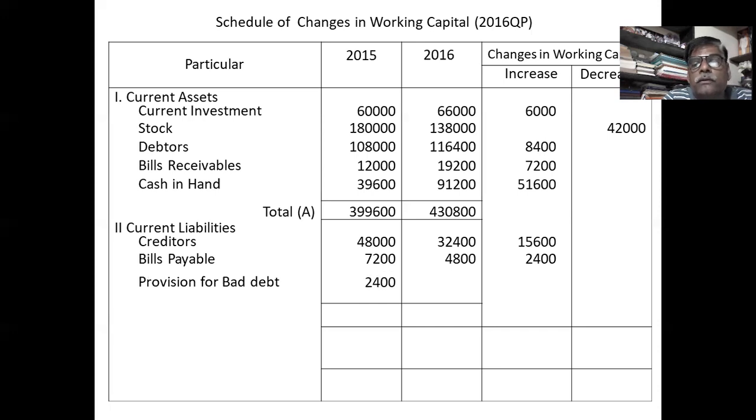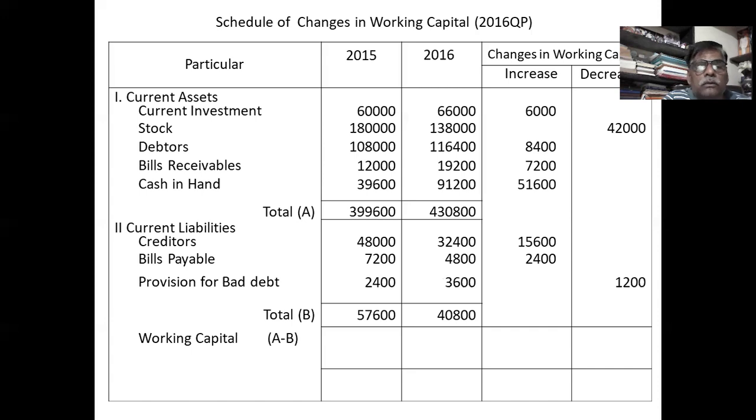Provision for bad debt, deducted in the debtors amount, is 2,400, 3,600. So there is an increase of rupees 1,200. That 1,200 goes to decrease column. Okay, and you take the current liability total. First column total is 57,600. Second column total is 40,800. Okay. Now you calculate the working capital of first year and second year. That is A minus B.